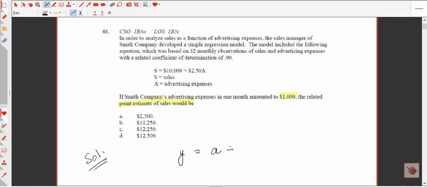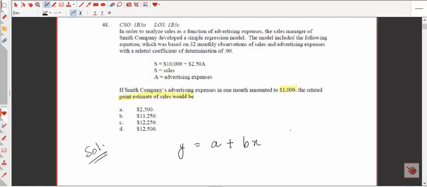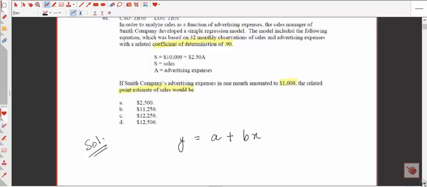So y = a + bx. The question is: in order to analyze sales as a function of advertising expenses, the sales manager of Smith Company developed a simple regression model. The model included the following equation, which was based on 32 monthly observations of sales and advertising expenses, with a related coefficient of determination of 0.9. Coefficient of determination I will explain with correlation in a separate video. This coefficient of determination has nothing to do with this question, so I'm ignoring it, and I will tell you in the other video why. Because in this equation, y = a + bx, we have all the data available, and we don't need the coefficient of determination to solve this question.